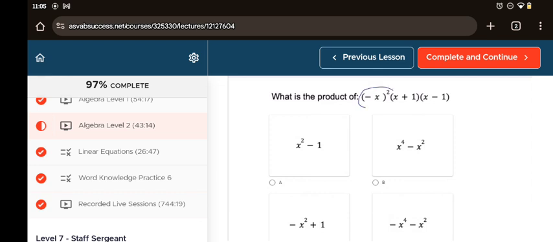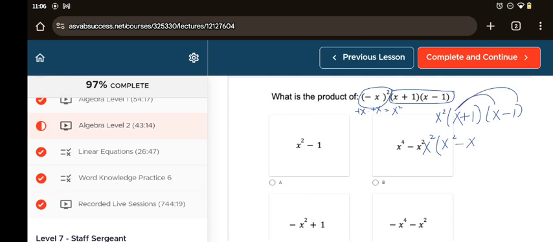So this one, we have to square what's in here, FOIL what's over here, and then multiply them to each other. So let me square this. Negative x times negative x. Negative times negative is positive, and x times x is x squared. So it's positive x squared. So now that I've done that, I'm going to keep that up here to distribute after I FOIL. x plus 1, x minus 1. Okay, so x times x, x squared. Let me keep my x squared up here.